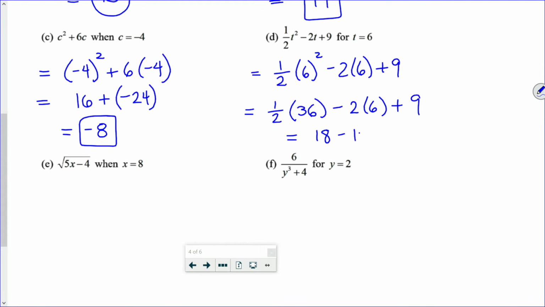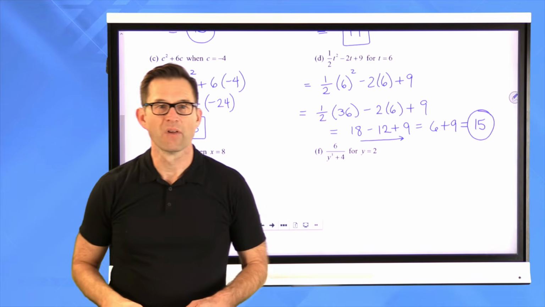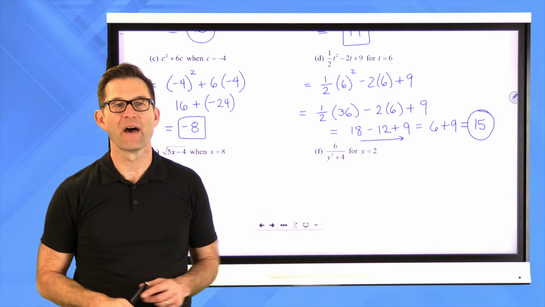2 times 6 is 12, plus 9. Now I'm just going to go from left to right. 18 minus 12 is 6. 6 plus 9 is 15. All right, great. I hope you got that one right.